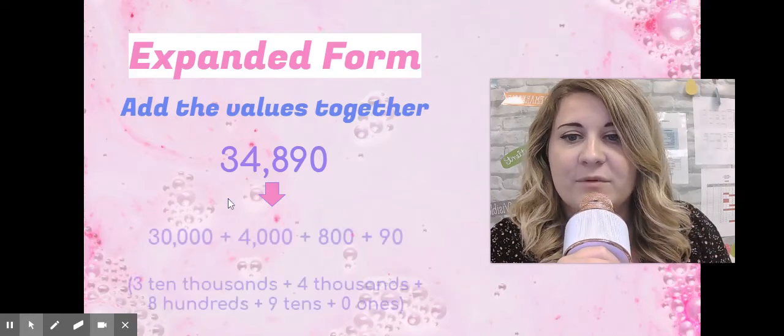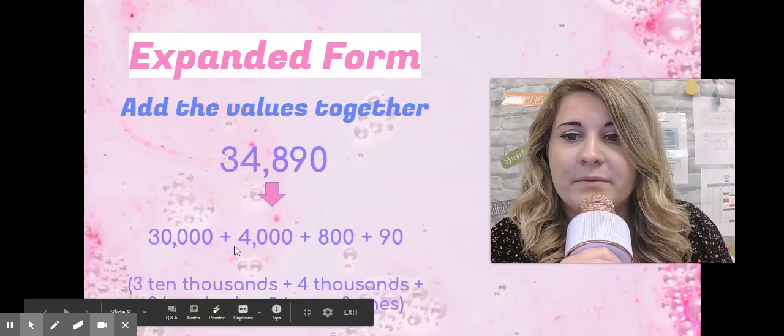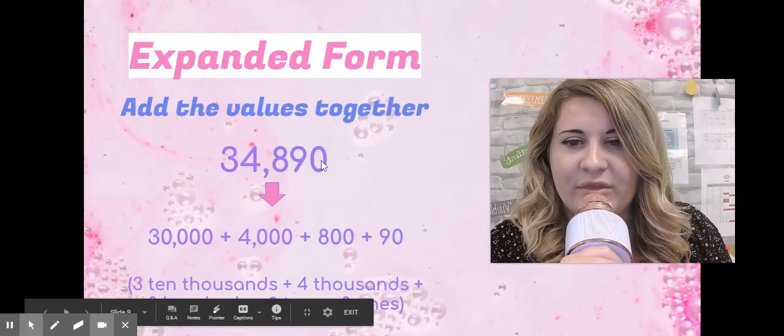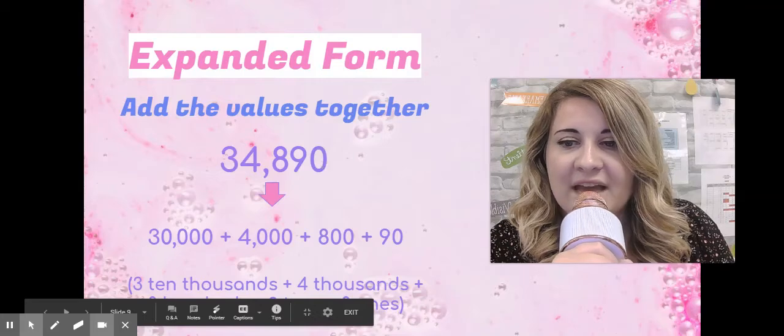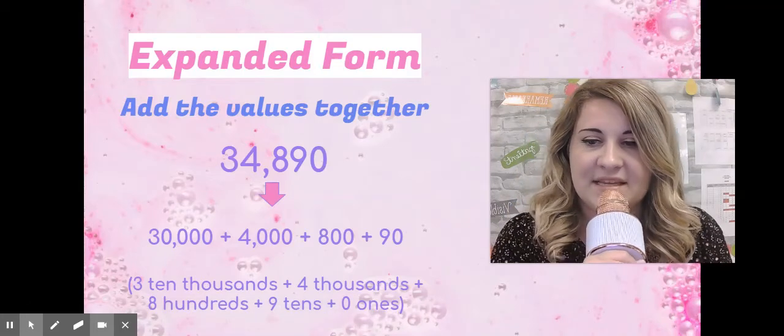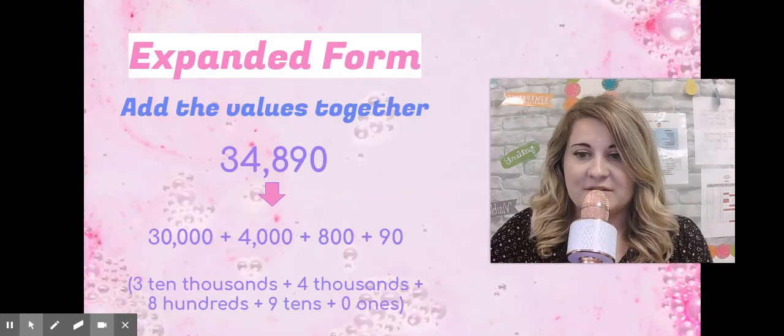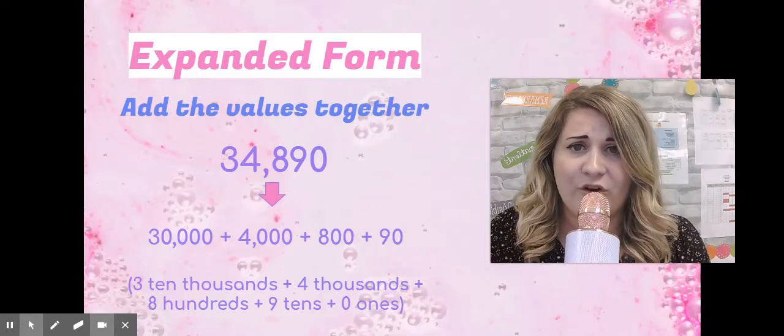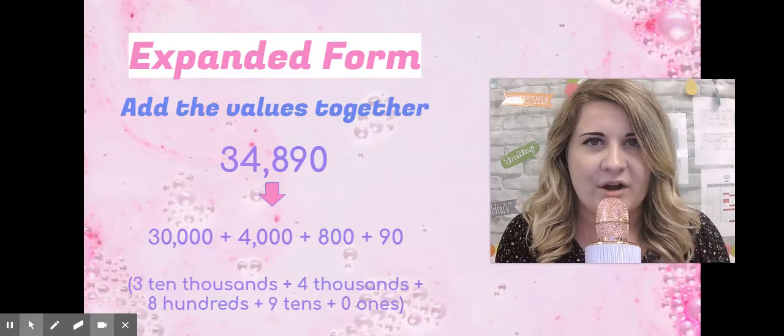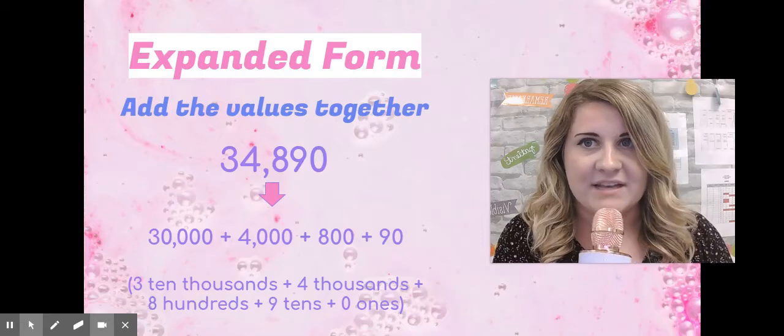So the answer for this would be 30,000 plus 4,000 plus 800 plus 90 because we have a 0 in the ones. So I actually put the words down here, and it says 3 10,000s plus 4,000s plus 800s plus 9 tens plus 0 ones. There's no point in putting plus 0 because there are no ones to add to that.